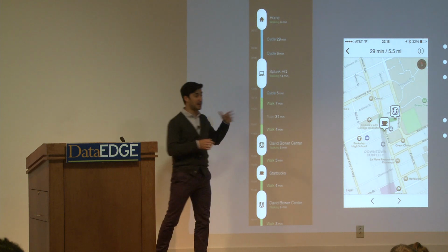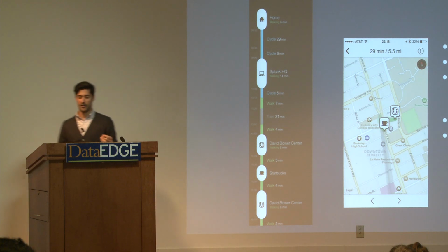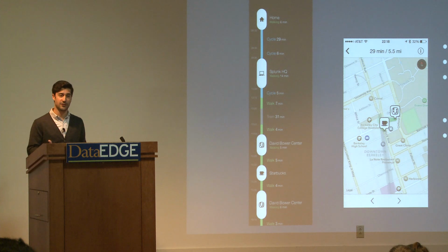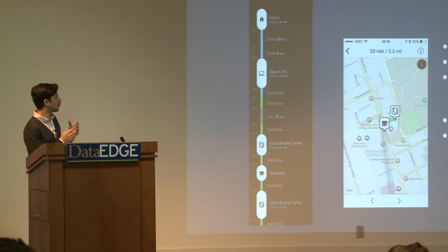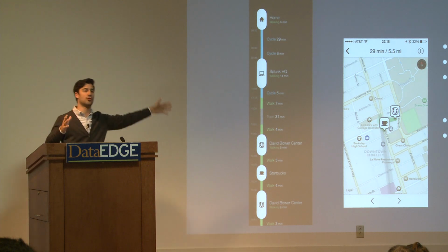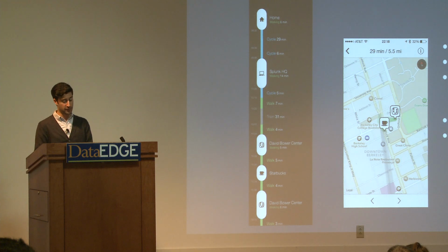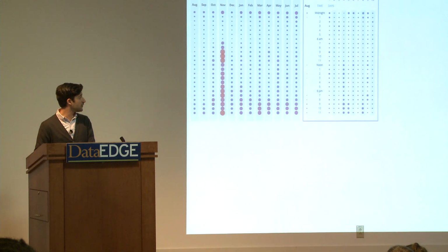But I've been using that for 1.5 years now. And what I was really interested in is what can I see over the course of all that period? So not looking at one day, but looking at 1.5 years.